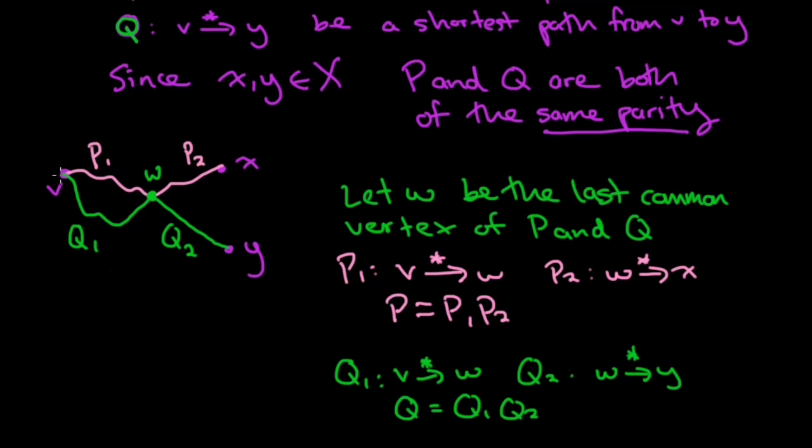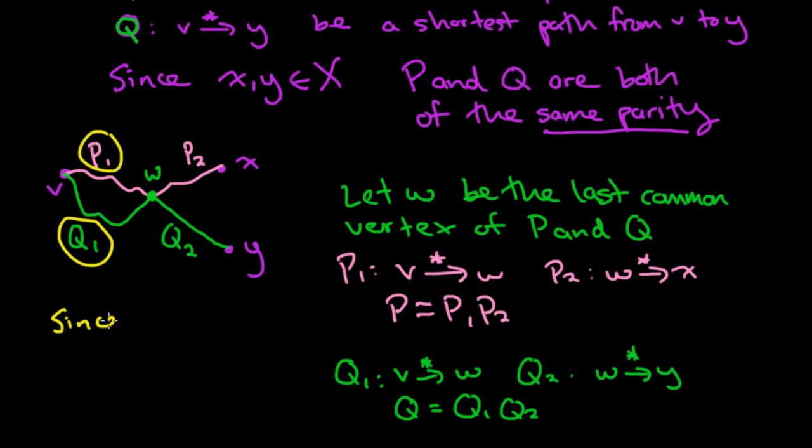Now, since P is the shortest path, or a shortest path, from V to X, and also Q is a shortest path from V all the way over to Y, we know now that P1 and Q1 should have the same size, because if they don't have the same length, then what would happen? Well, there's a particular way to get from V over to W, and if you could do it in a faster way through this green path, then why wouldn't you have done that? You would have done that to get to X in a shorter way.